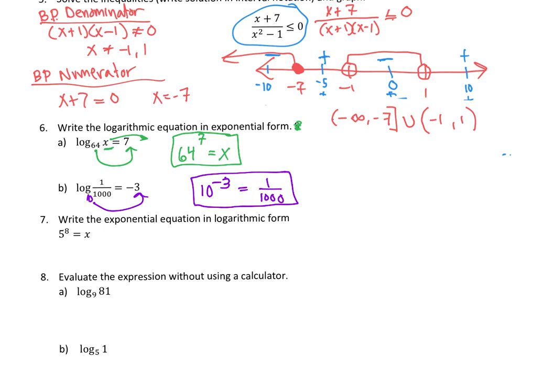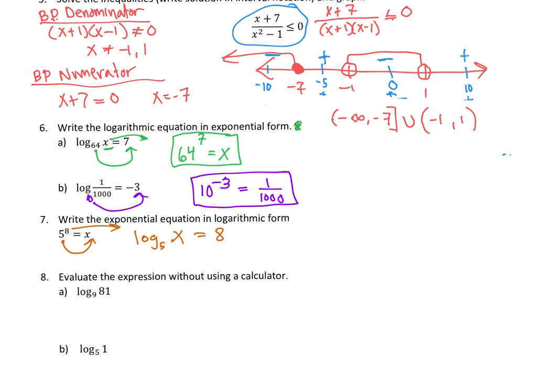Okay. And same thing with question 7 here. This says rewrite the exponential equation in logarithm form. So it's the same thing. We start with our base, hook that around. That would be log base 5 of x equals, then our exponent comes out, equals 8.